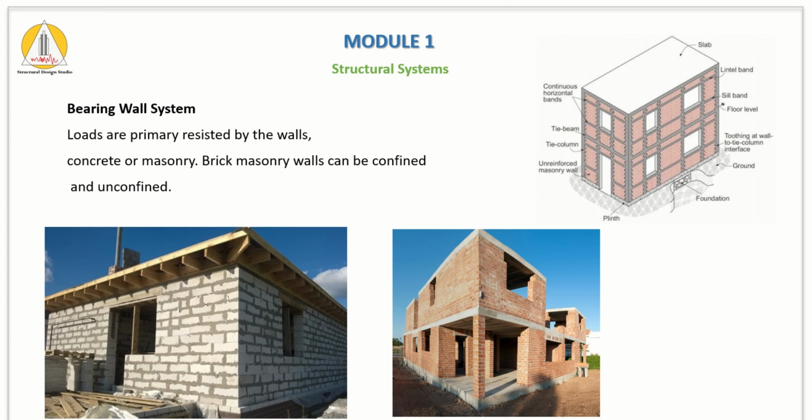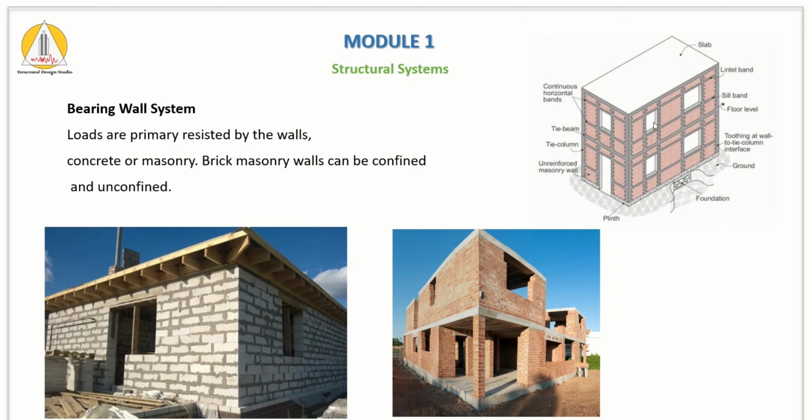So the first one is the bearing wall system. In this system, the loads are primarily resisted by the walls. You have commonly seen these in the villages or in the town as well. And you can see on the left-hand corner we have the concrete masonry, which is unconfined, and on the right side you can see this is the brick masonry, which is the unconfined.